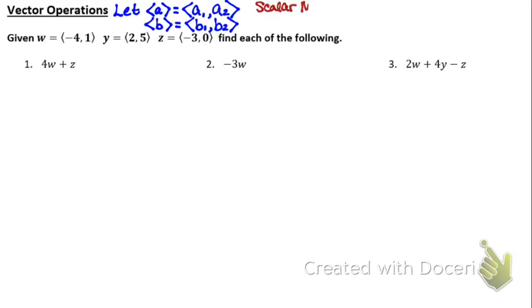For scalar multiplication, so for example, if I did 5A, so 5 times A1, A2, I multiply each of the components by the scalar. So it becomes 5A1, 5A2. So I multiply both the x part and the y part by that scalar.